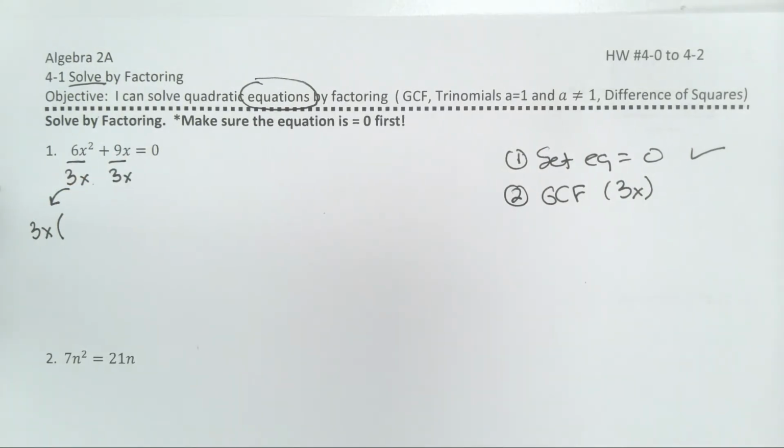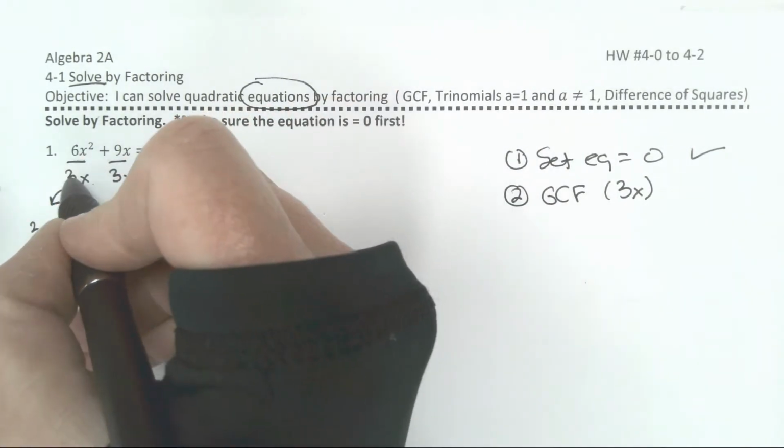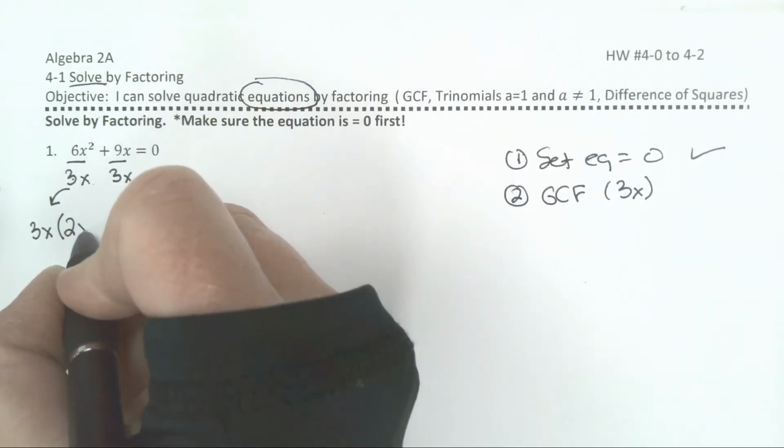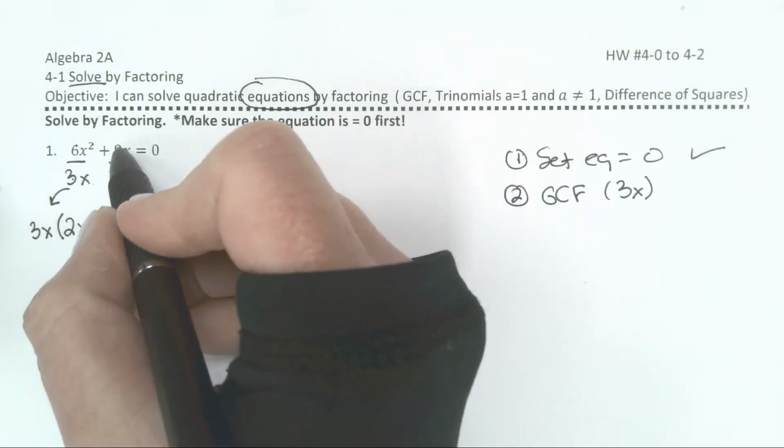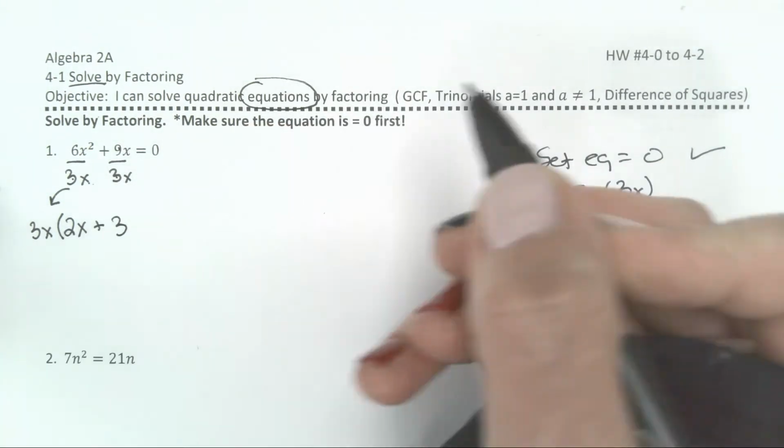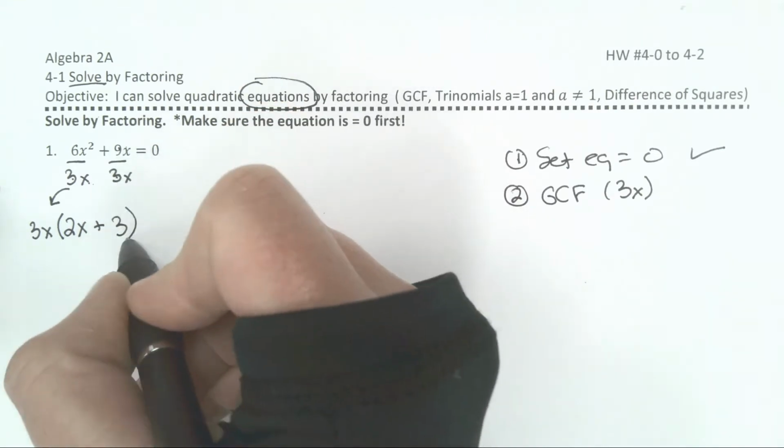And now we're going to divide. 6 divided by 3 is 2. X squared divided by x is x. Bring down your plus sign. 9 divided by 3 is 3, and your x's cancel out.